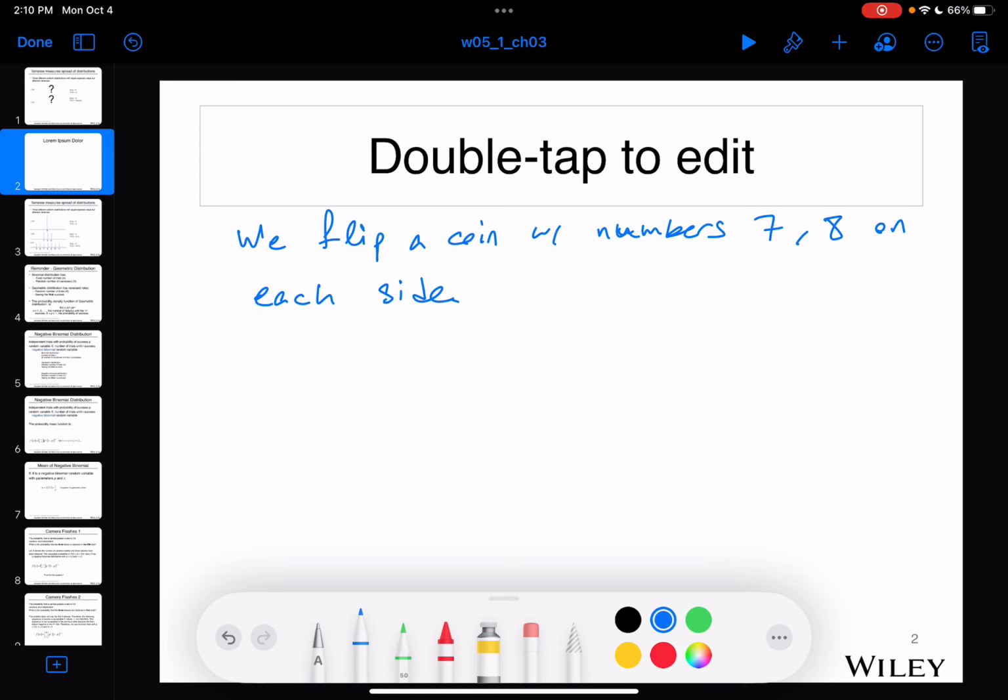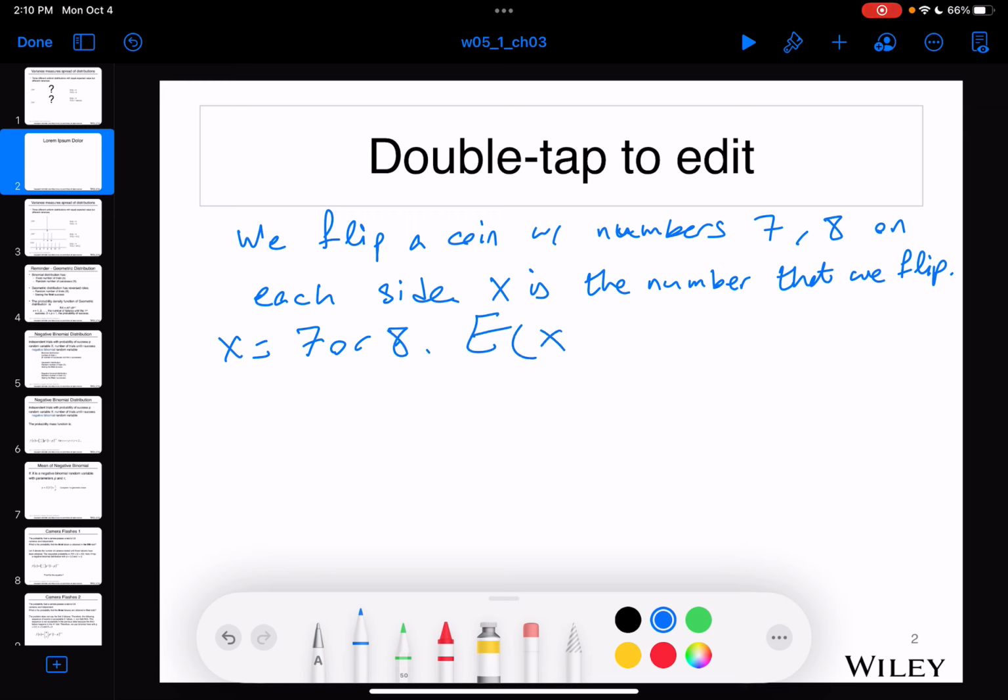Okay. So X is the number that we flip, so X is either 7 or 8. What is the expected value of X? So on average, what do you get? The average is 7 plus 8 divided by 2. Exactly. The average is 7.5.